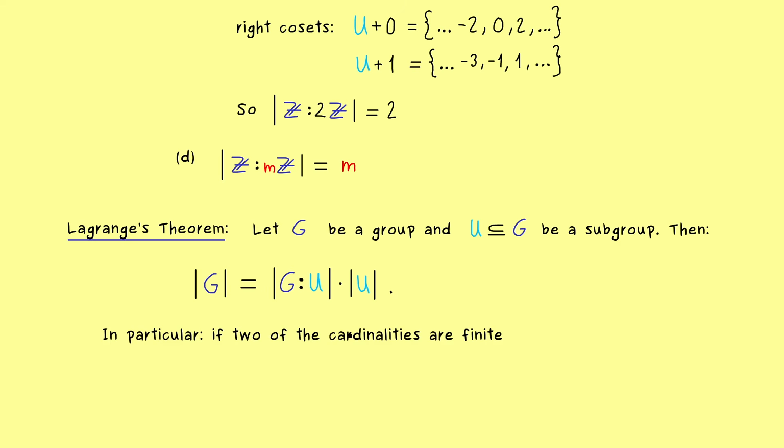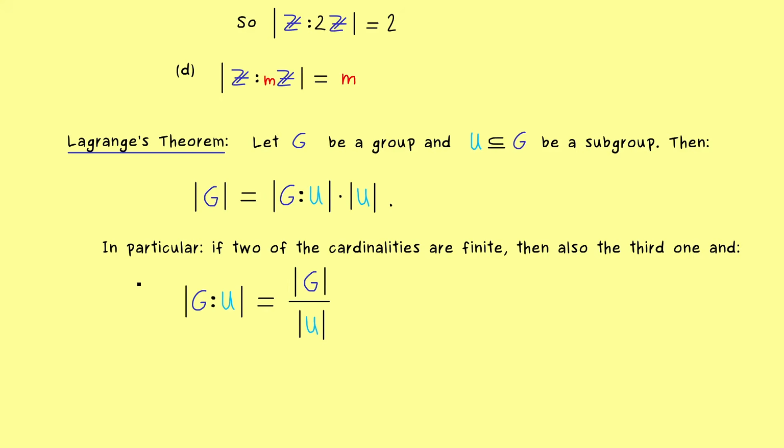Moreover, in that case, the formula also tells us that we only need to know that two of the quantities here are finite. Because then we can also conclude that the third one has to be finite and we can calculate with natural numbers here. And this also implies that this nice index here can be written as a fraction, like this nice colon already suggests. Indeed, this is how you can easily remember Lagrange's theorem.